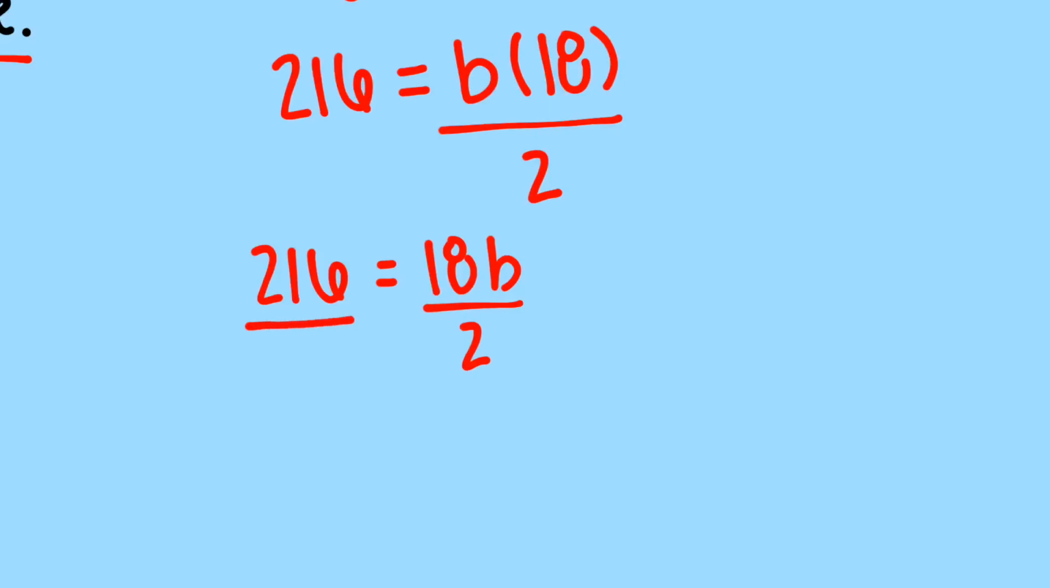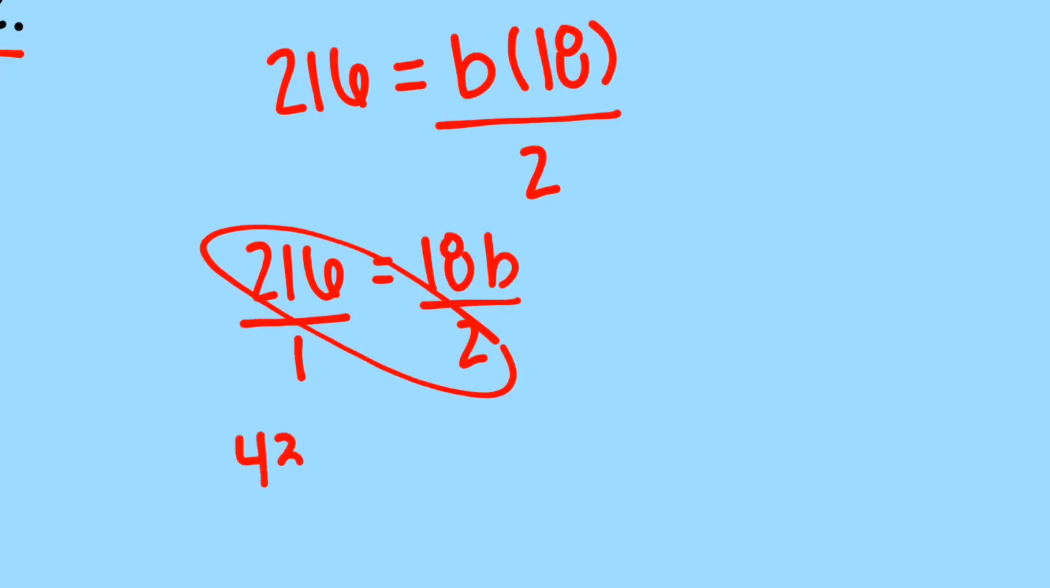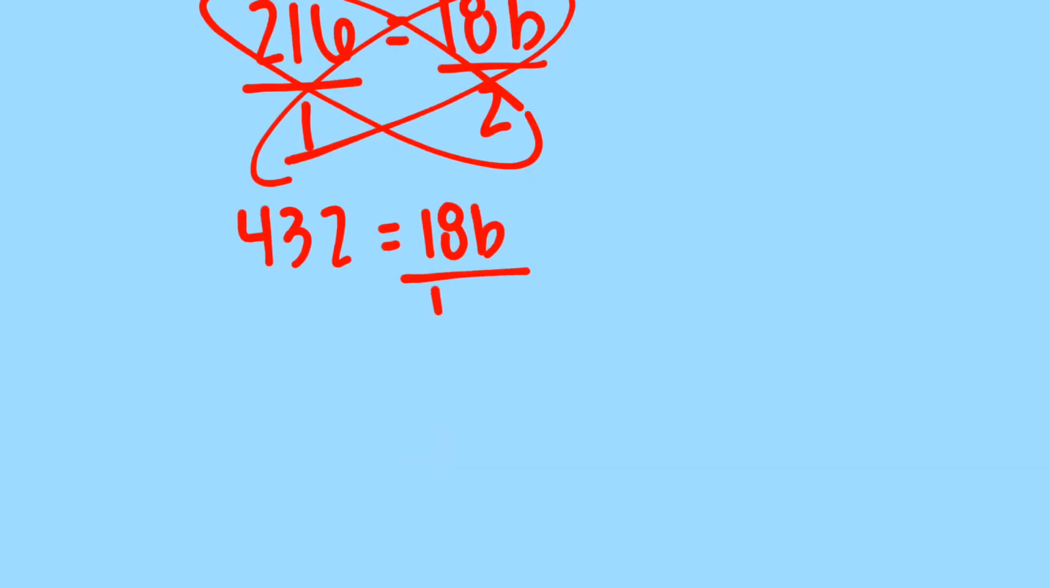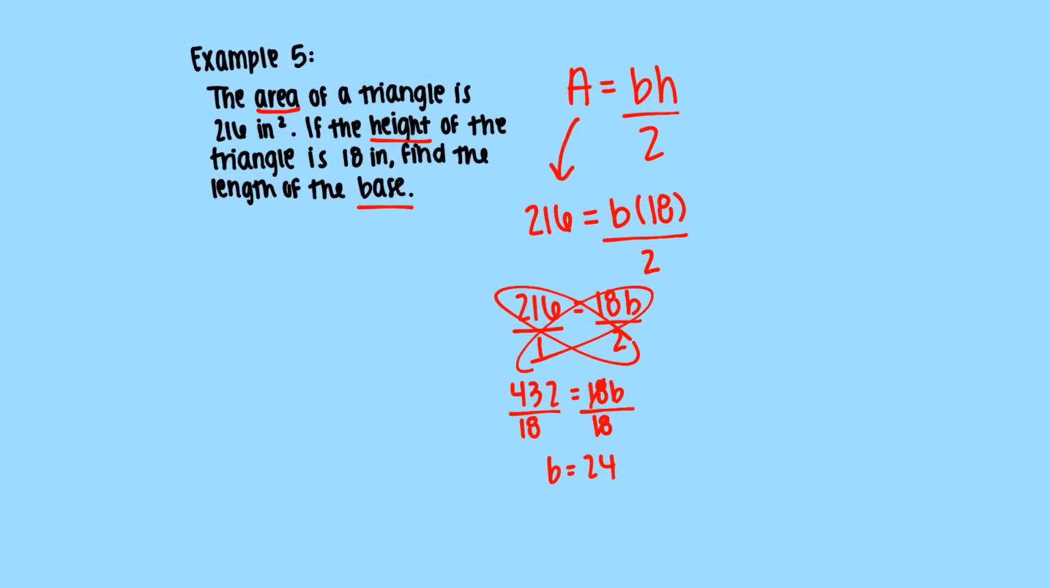This now looks like a proportion where I can cross multiply. So I'm going to do 216 times 2, and that leaves me with 432. And it's equal to 18b times 1 is just 18b. And my last step here to find b and get b by itself is to divide both sides by 18. So that leaves me with my base being 24. So in this example, I asked you to find the base. You always want to go back and check and make sure. And that is what we found. So you are done with this question.